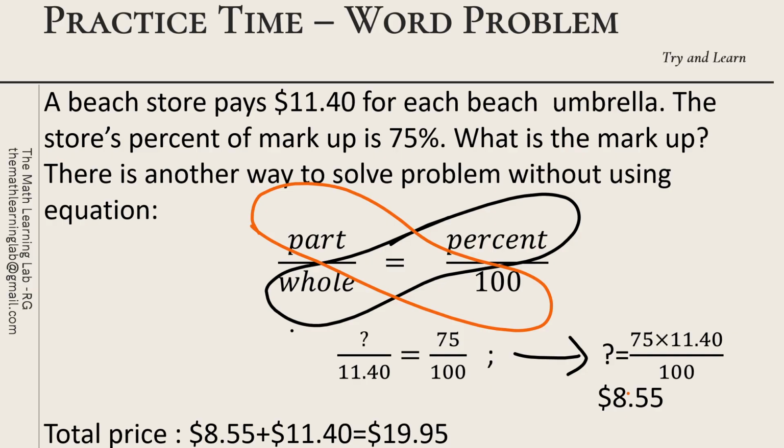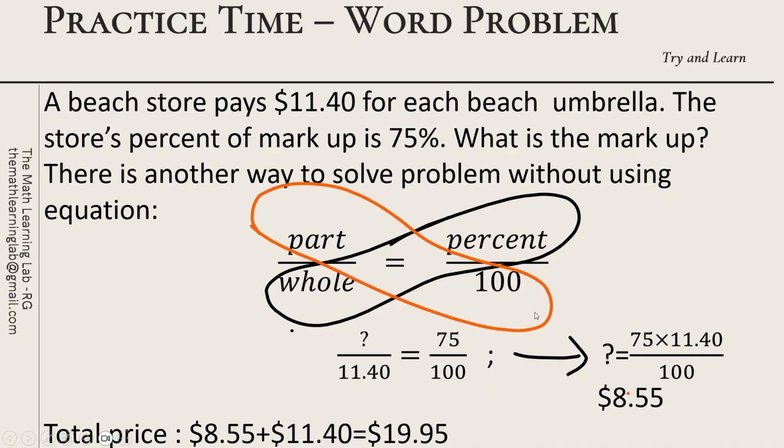Another problem. A beach store pays $11.40 for each beach umbrella. The store's percent of markup is 75%. What is the markup? There is another way to solve this problem without using an equation. Here I'm using the proportion way, but in the upcoming slide I will solve the same problem using the equation way. So part over whole is equal to percent over 100. I do not know the part. Whole is $11.40. Percent is 75 out of 100.